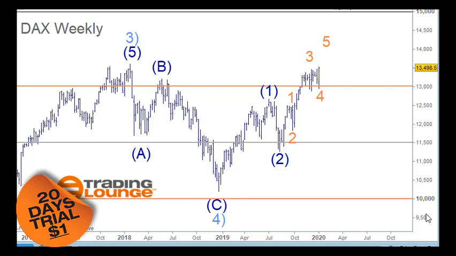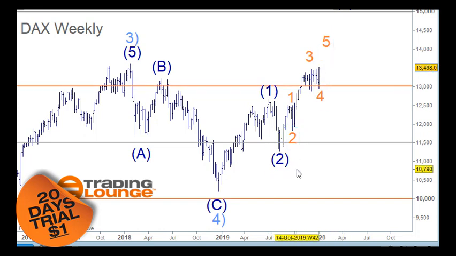Welcome to Trading Lounge and the European indices for the 10th of January, starting with the DAX on the weekly chart here. We're looking at wave 3 with an A and a B and a C here for wave 4, and then an impulse wave for wave 1 and 2 here, and now we're in the third wave moving up through here.